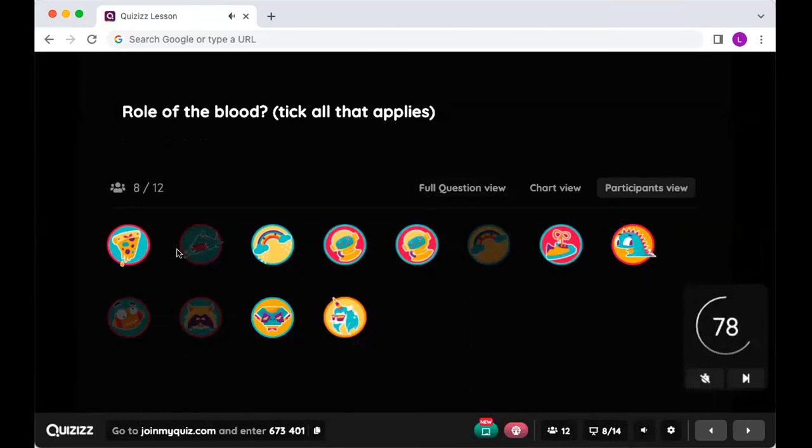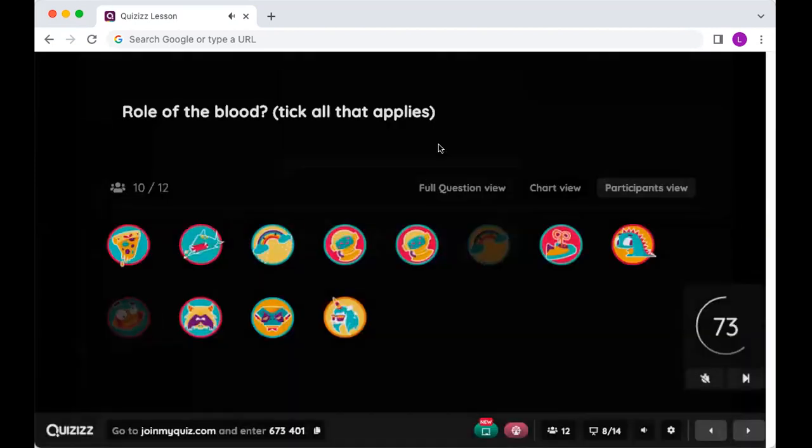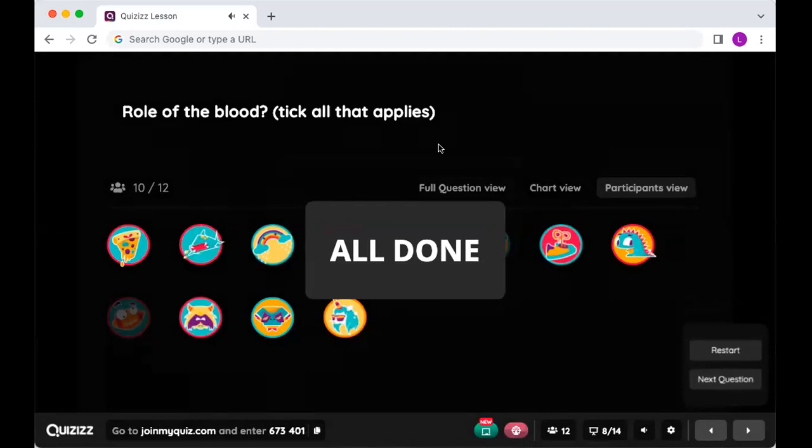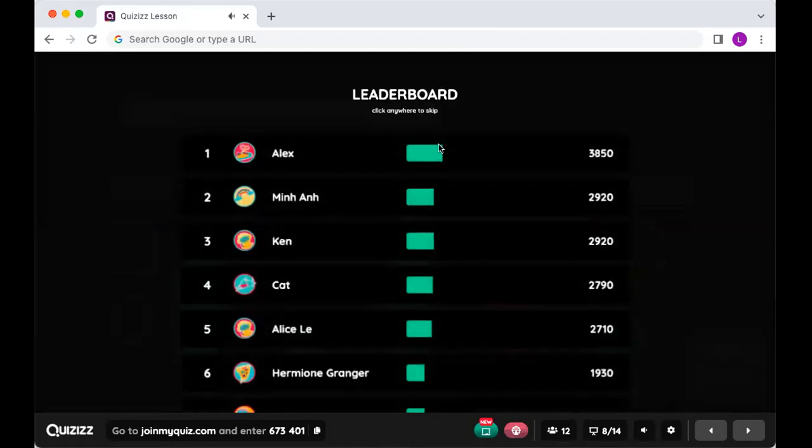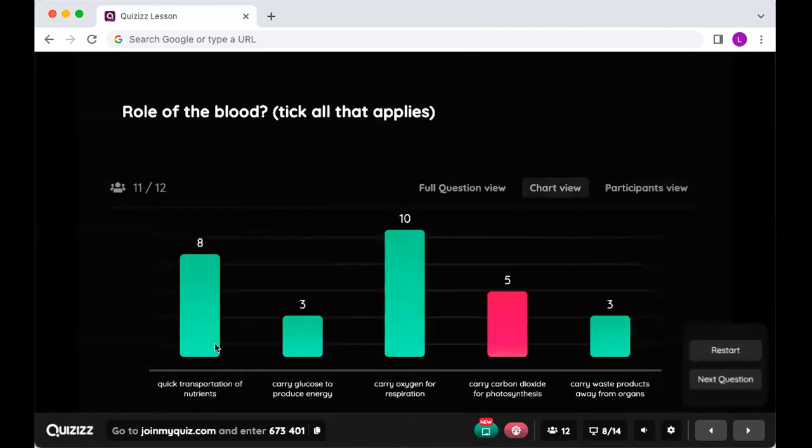Oh, there are still 4 more people yet to answer. 3 more. All right. Let's see. Oh, yep. The blood actually transports nutrients, carries glucose from the food to the body, carries oxygen, and carries waste products. Our human body doesn't make its own food, so we don't carry carbon dioxide for photosynthesis. We do not have photosynthesis in our body. All right.